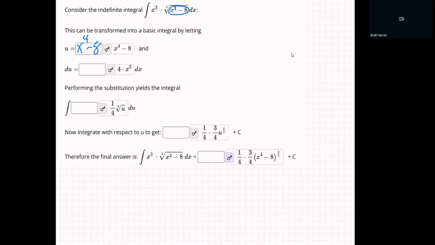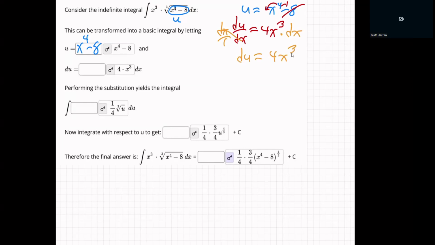So all of this becomes u. Okay, now if that's the case, let me bring it over here. u is x to the fourth minus 8. Then let's take the derivative, du dx, of both sides. Remember derivatives? The 4 comes down, subtract 1 from the power. x to the minus 8 goes to 0. And then multiply both sides by dx, and we get du is 4x cubed dx. So there it is. du is 4x cubed dx.